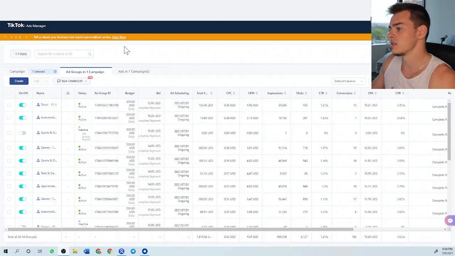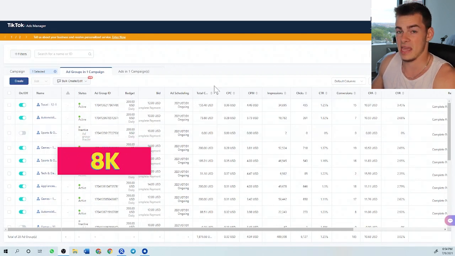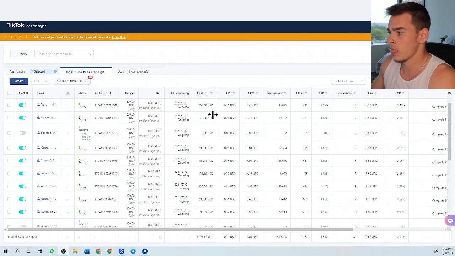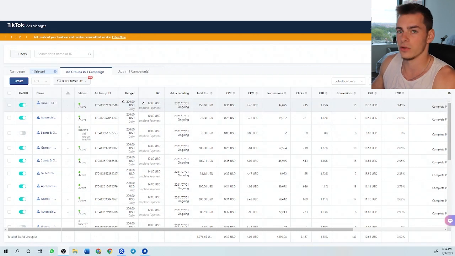All right, so as you can see, we're inside one of my accounts. This is 1 day within one campaign for this particular business. So it spent just under 2,000 to make, I believe, around 8,000 if I'm not mistaken. But here's the problem with the current configuration of columns that TikTok offers, right? So when we're inside here, we see our budget, we see our bid. Those are two very important things. We see our cost, right? We see our CPC and our CPM.